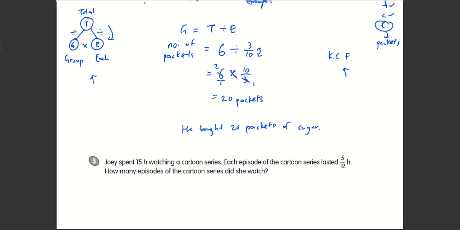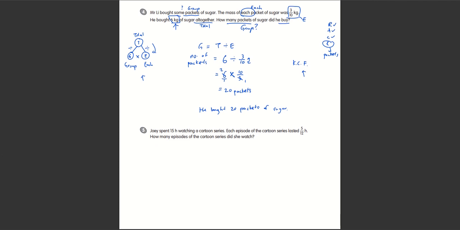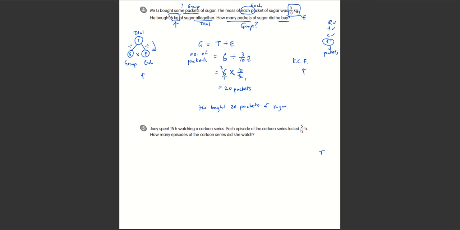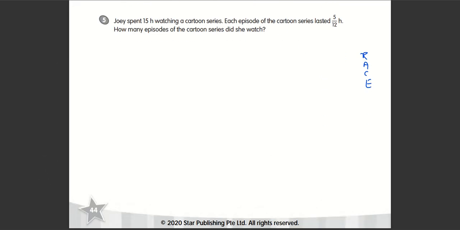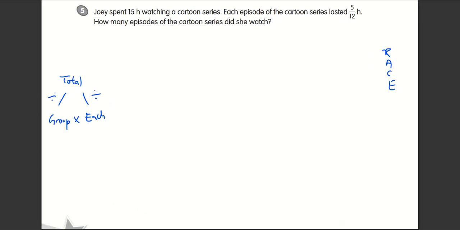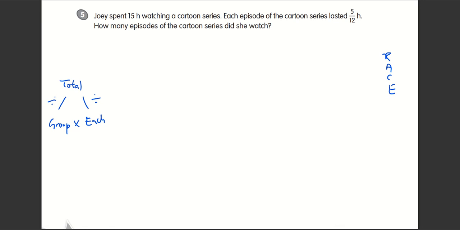Okay, let's look at question 5. Can we use the same method to help us solve this question? I have Joey watching some cartoon. Let's take a look down here and see whether we can identify the total, group, and each relationship. To find total is group times each. To find groups, you total divide by each, and to find each, total divide by group. So that's the concept that we're talking about.